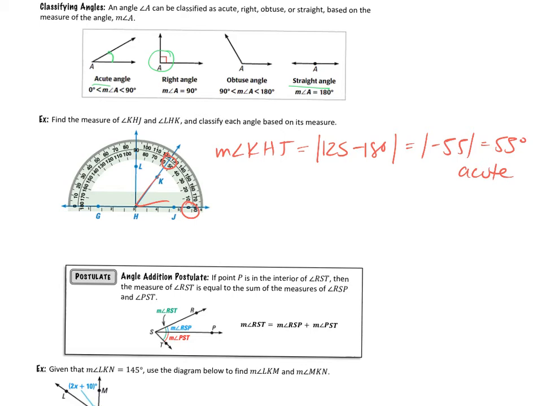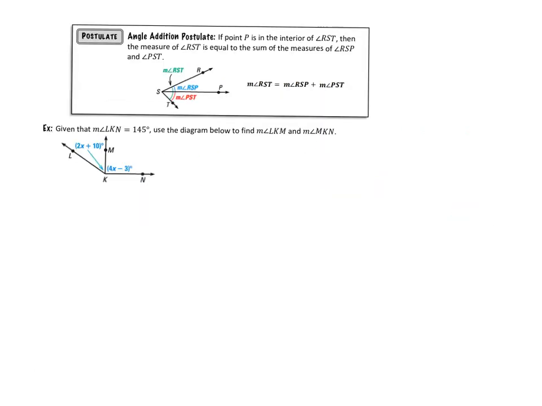We are also going to use our protractor to find the measure of angle LHK, which is this angle here. So we are going to take the absolute value of this position, which is 90, minus this position, which is 125. So we are left with the absolute value of negative 35 degrees, which is 35, which is, again, because it is less than 90 degrees, an acute angle.